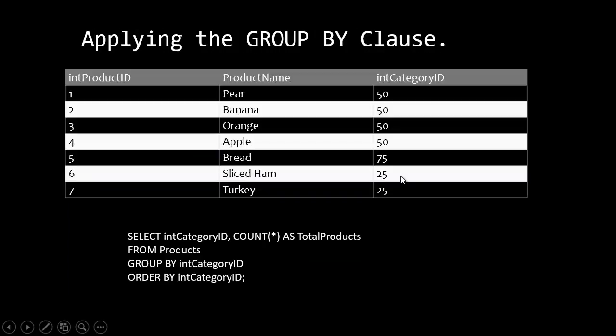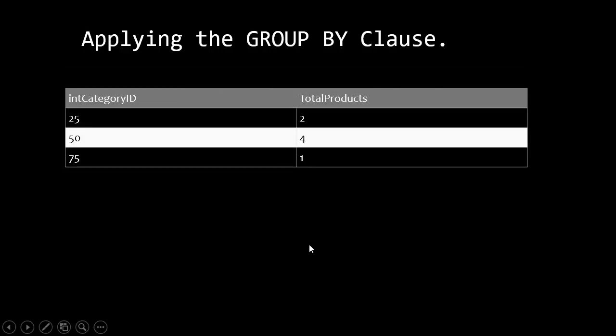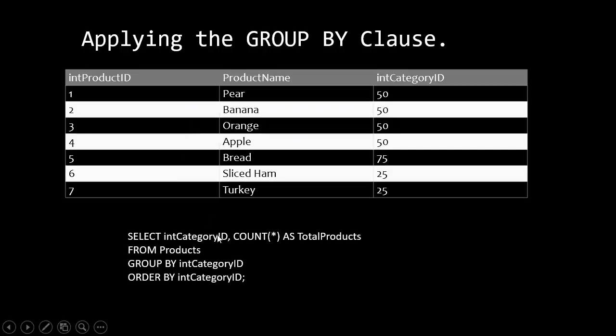We want to group it that way. Here's sort of how it works. I'm going to show you an example in these slides. In this case, we're applying the group by clause. We have our little database here with pears, bananas, and oranges, and a category ID. We're going to count the total products. If we do that, our total products will come back based upon our category. As you can see, count total products, INT category ID, and we're going to group it by the INT category ID.